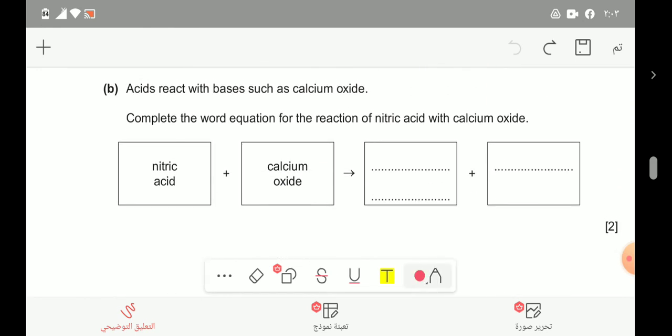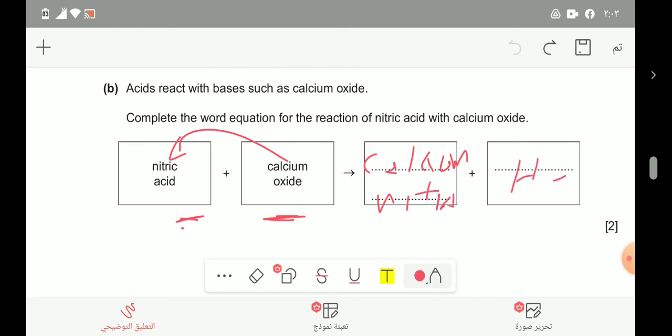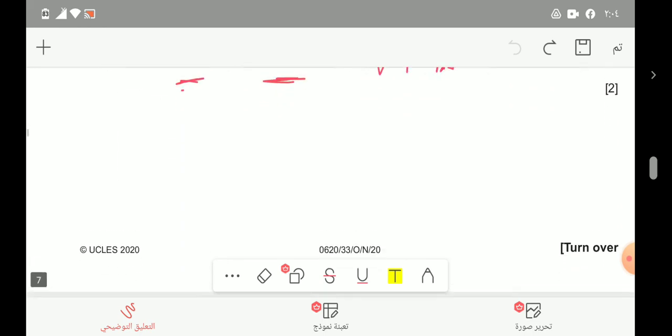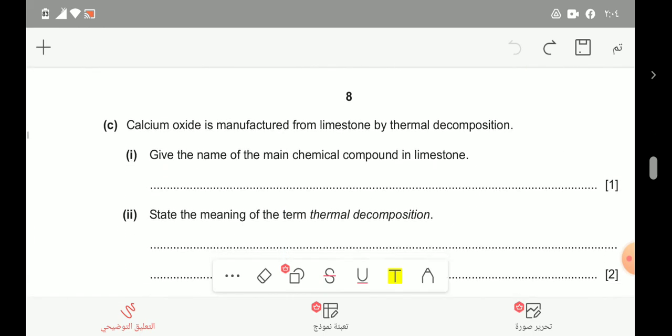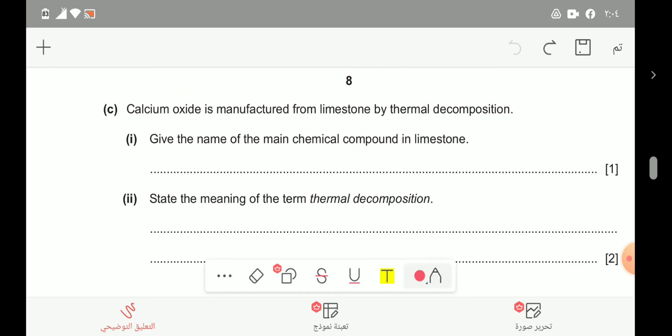Okay, let's move to this equation. Nitric acid plus calcium oxide. Here we have an equation. It will give calcium nitrate. Calcium will displace hydrogen, it is more active than hydrogen. It will give calcium nitrate plus H2O. Calcium oxide is manufactured from limestone by thermal decomposition.